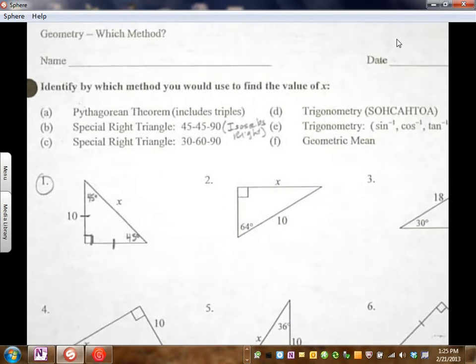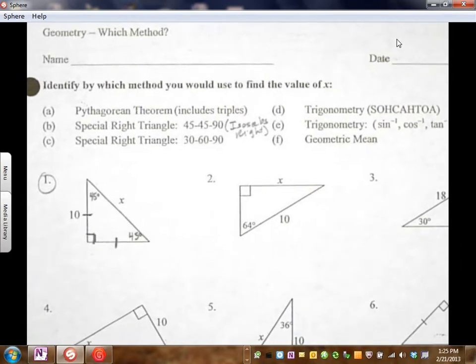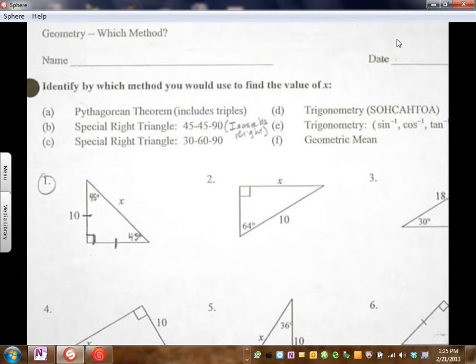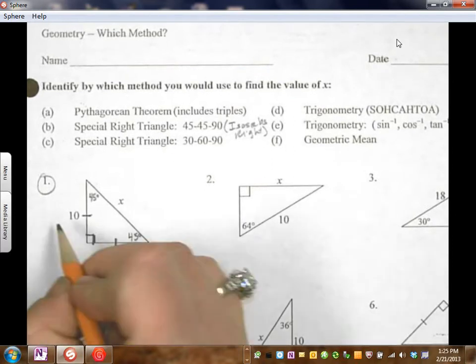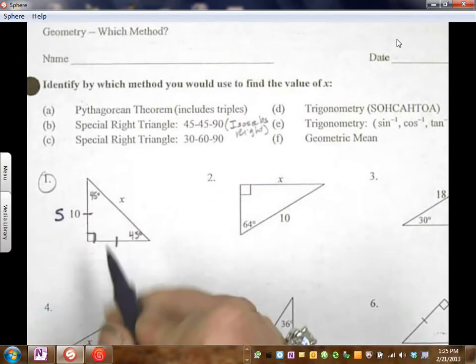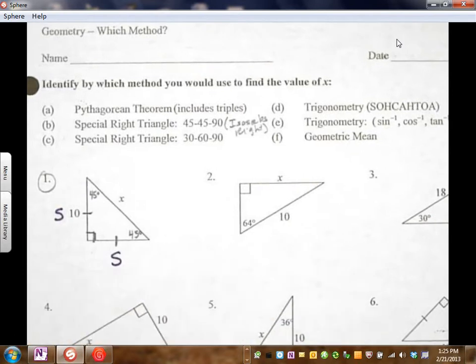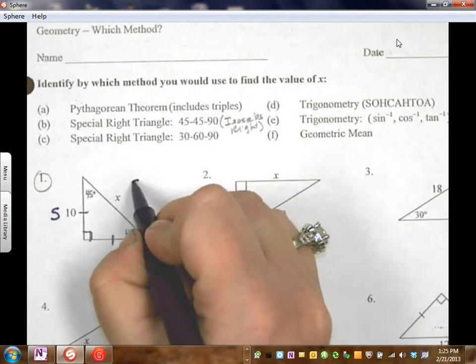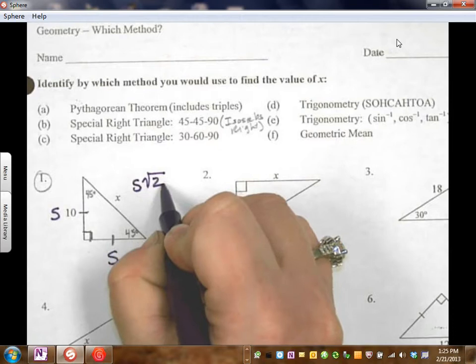So knowing that, what do I know? I know that I have a pattern to these special right triangles. I know that I have this template, and I'm going to put the template in a different color. Remember, this is a side, and those two guys are the same. And then this is the S square roots of 2.